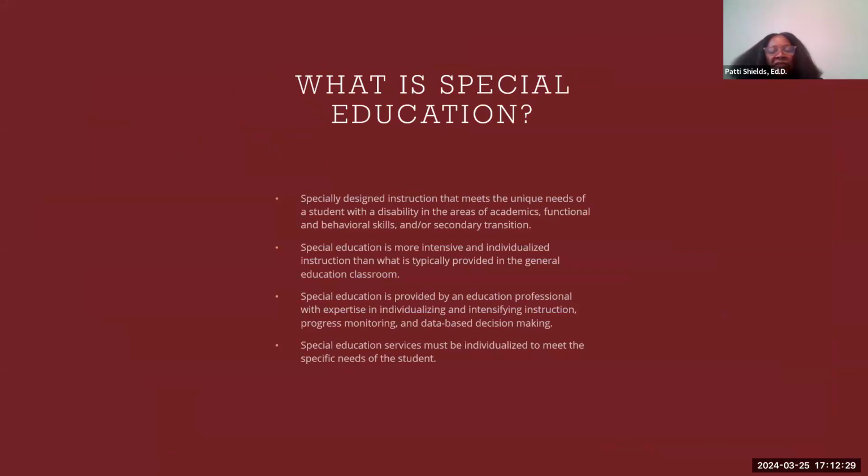What is special education? Special education is specifically designed instruction that meets the unique needs of a student with a disability in the areas of academic, functional, and behavioral skills and/or secondary transition. Special education is more intensive and individualized than what is typically provided to the general education classroom or student. Special education is provided by an education professional with expertise in individualizing and intensifying instruction, progress monitoring, and data-based decision making. Special education services must be individualized to meet the specific needs of a student.